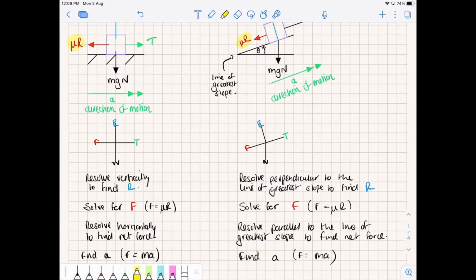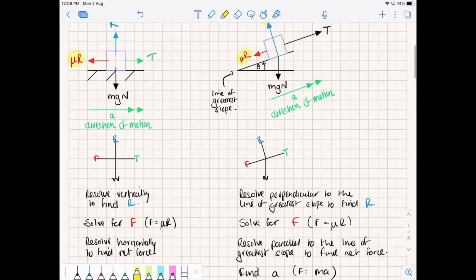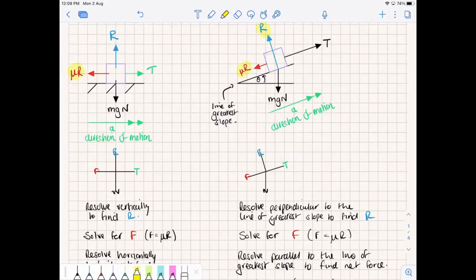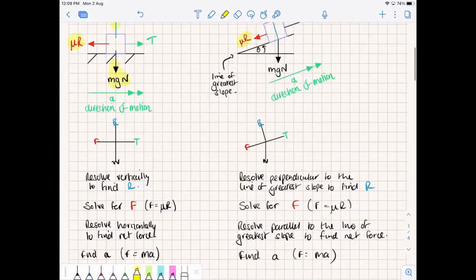Usually the only other force in the horizontal or the vertical direction is going to be the weight of the object. So if you have a look over here, to resolve vertically, we would have the normal contact force and the weight of the object. And usually the weight of the object is given, and so we can find the normal contact force. Okay? Once we have the normal contact force, we can use this formula to find the friction. Right? Now that we have the friction, we can resolve horizontally.